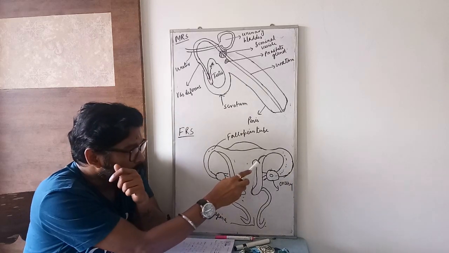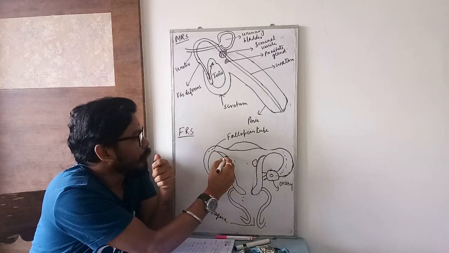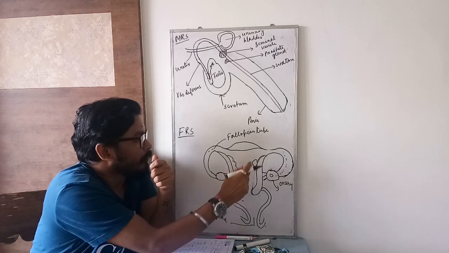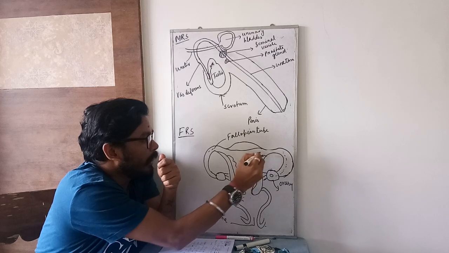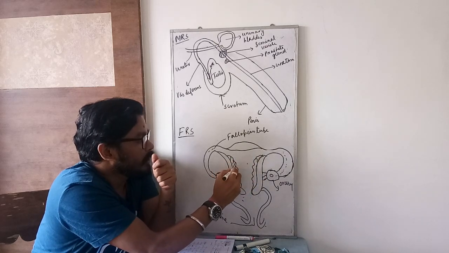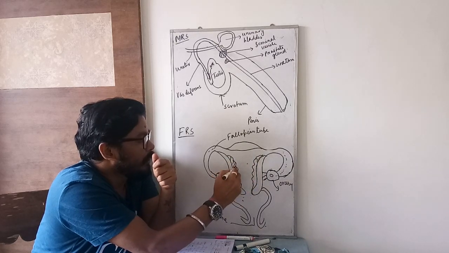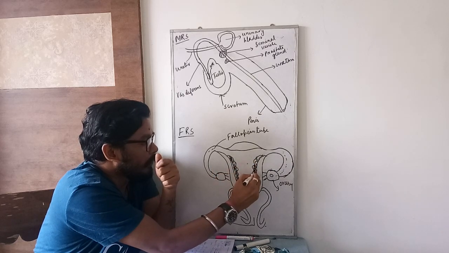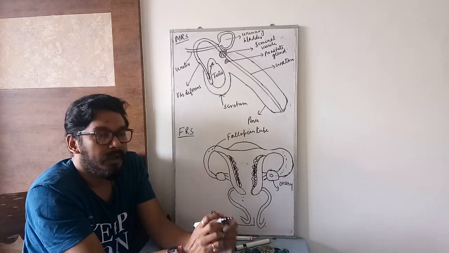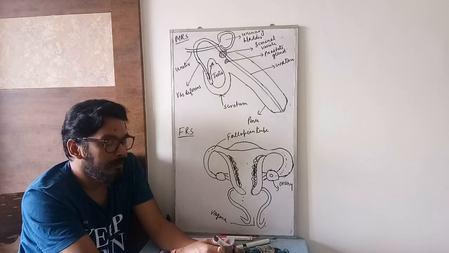So what will it do? The uterus will produce blood vessels to hold the embryo. So I just shade it here. Suppose this is the uterus producing blood vessels to hold the embryo. Okay, I repeat the whole process again.